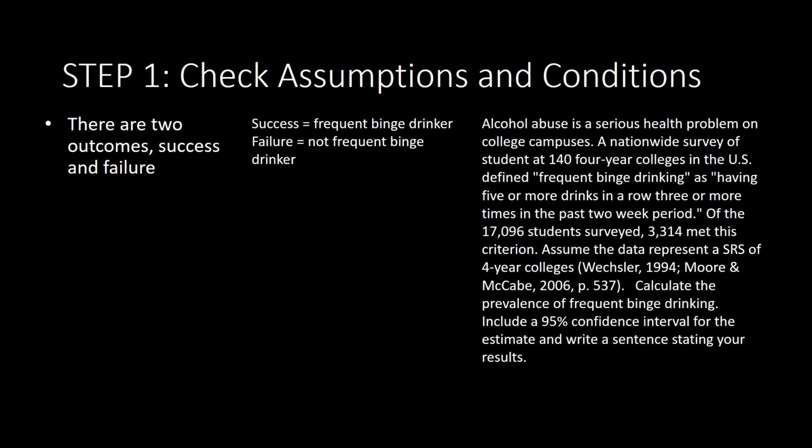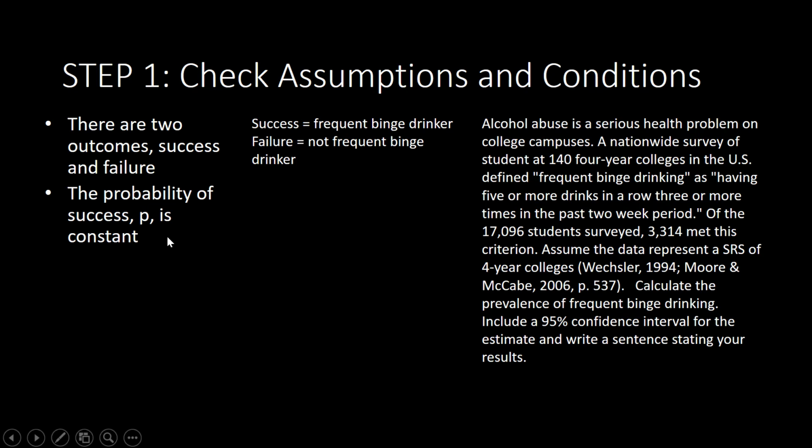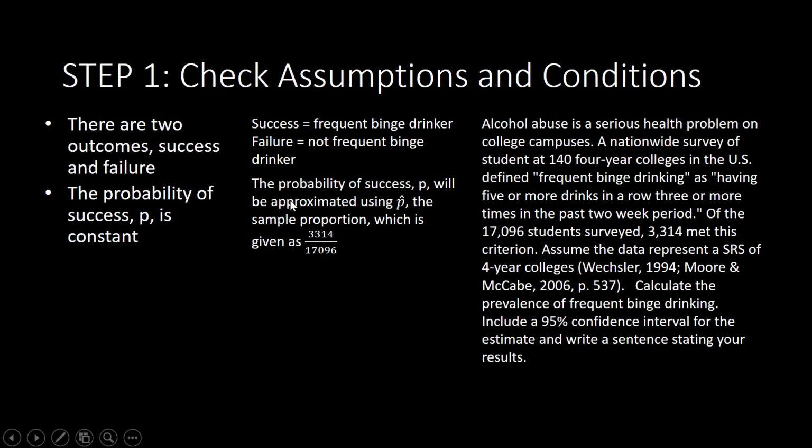Unlike regular life, where we would consider success a positive thing and failure a negative thing, these terms do not have the same connotation in statistical applications. Next, we need the probability of success P to be constant. So the probability of success will be approximated using our sample proportion p hat, which is given as 3,314 over 17,096. So we will consider this to be a constant.